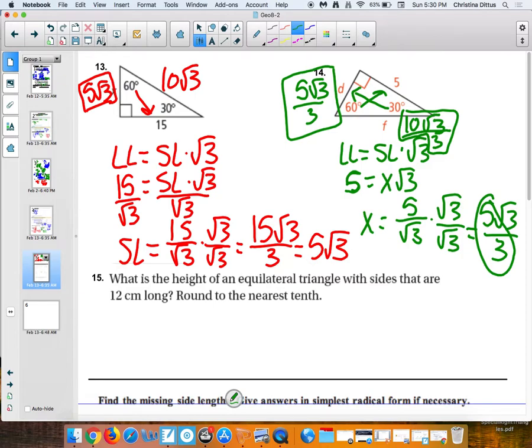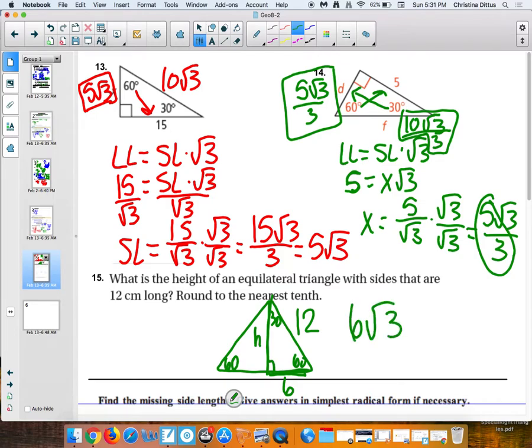Here, I have an equilateral triangle, so I've got all 60s. I have to find my height, h. I know this is 30, and it says the sides of my equilateral are 12. Well, the only one that has a full side is my hypotenuse. Half of it is down here, so that's 6. So that's my long leg, just 6 square roots of 3.